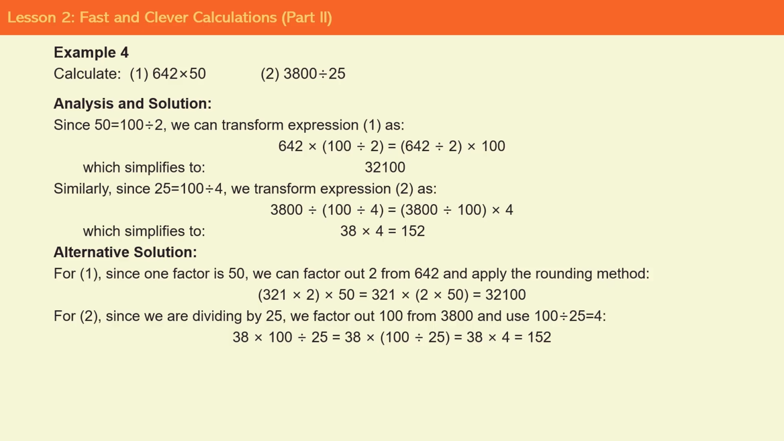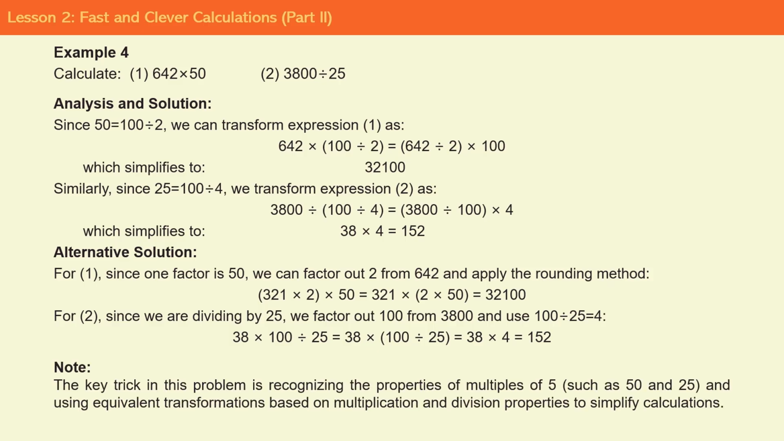For the alternative solution, we can also factor out a number from the original factor or the dividend to simplify the calculation. The key trick in this problem is recognizing the properties of multiples of 5 such as 50 and 25 and using equivalent transformations based on multiplication and division properties to simplify calculations.